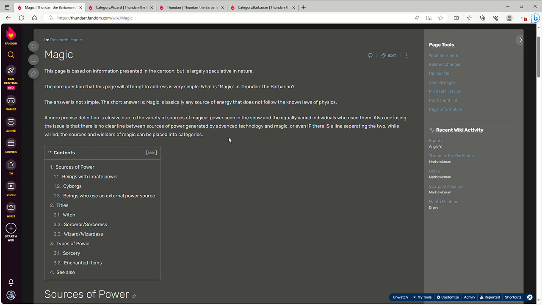And for the first example, we have magic. As you can see, there is a variety of categories of things related to magic in Thundarr the Barbarian. I'm not going to read this entire article. I wrote several pages talking about this. And the issue with this is that it's a very, very nebulous concept as defined in Thundarr the Barbarian.